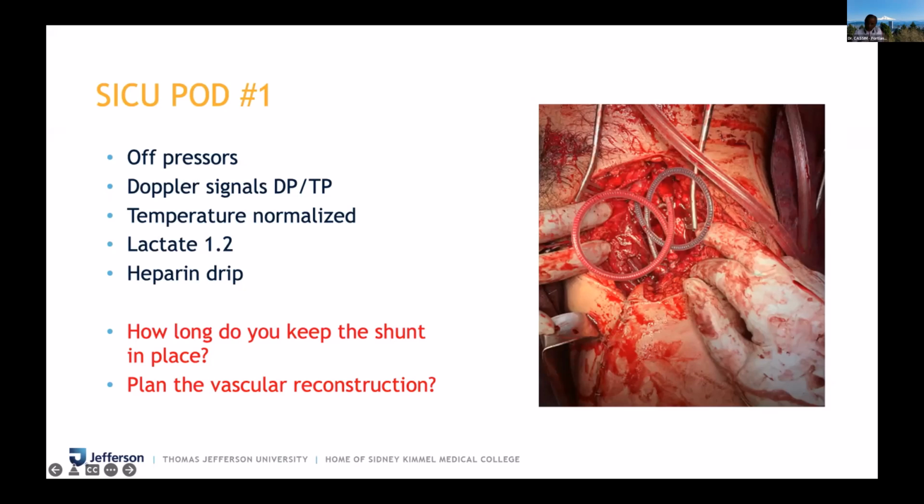So you've done a magnificent job so far, and you have a viable leg. Now the question is, when do you take him back? And like Dr. Untrak says, once you have warmed him up and your lactic acid is down to 1.2 now, and if he looks hemodynamically stable, 24 to 48 hours should be adequate.